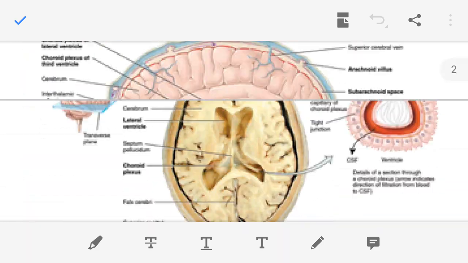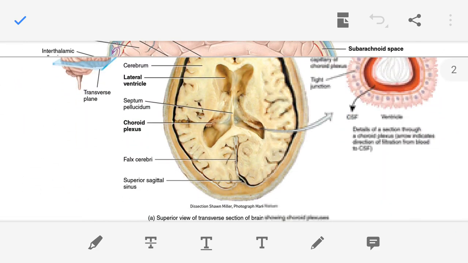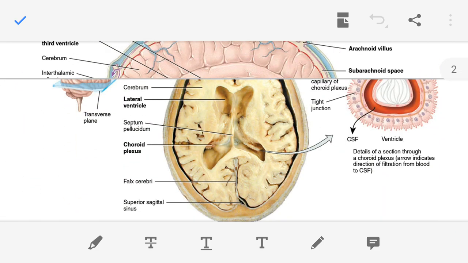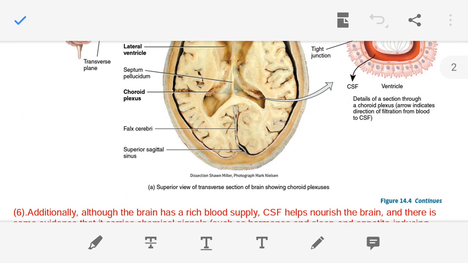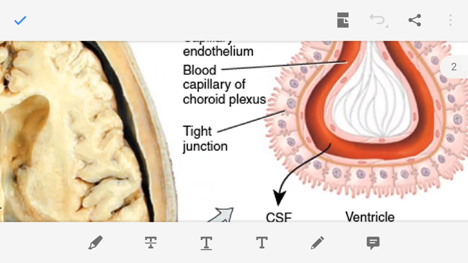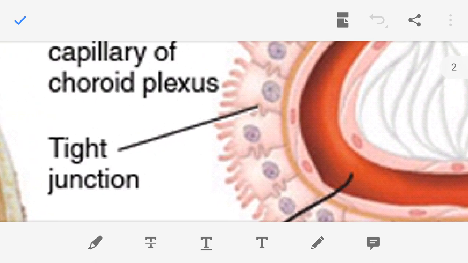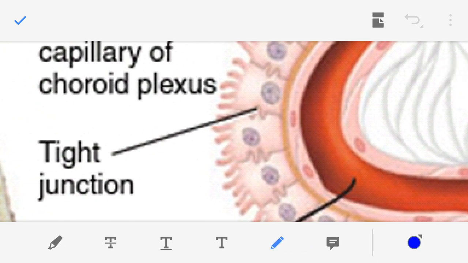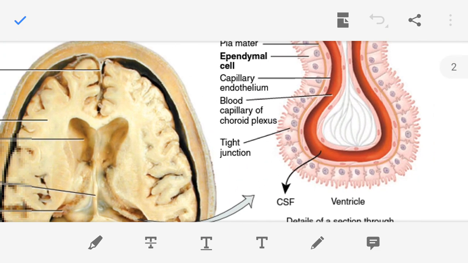See, over here in this way. See. Okay, so this is the tight junction, okay, between the... this is also the tight junction they are showing.